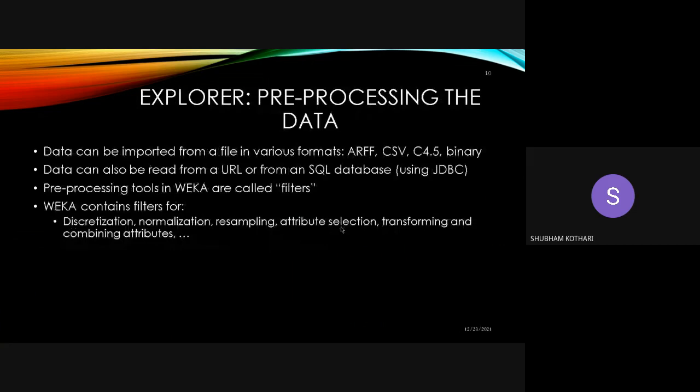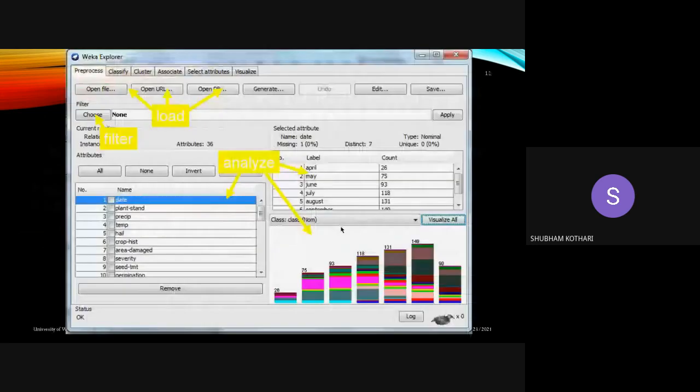Explorer, pre-processing the data. Data can be imported from a file in various formats: CSV, ARFF, C4.5, binary. Data can also be read from a URL or from an SQL database using JDBC. Pre-processing tools in Weka are called filters. Weka contains filters for discretization, normalization, resampling, attribute selection, transforming, and combining attributes. This is the interface of the Weka Explorer, where open file, open URL, and choose are all shown.